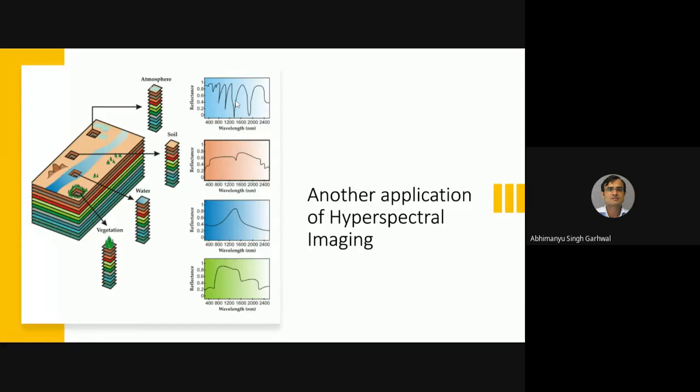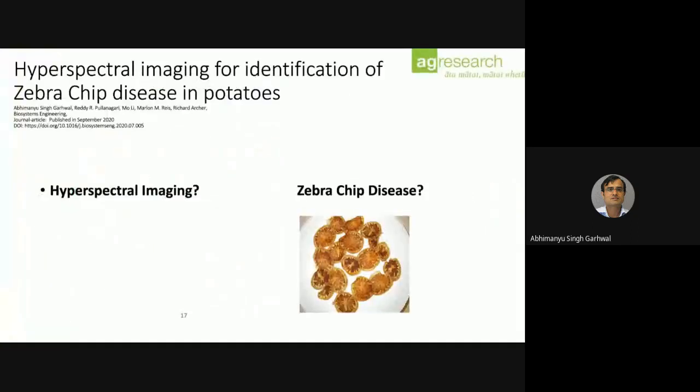So on the basis of spectra, you can easily segregate if this is the water, or this is the soil, or this is the vegetation. Normally it is used to identify the forest area, how much area is covered with the forest, and how much area is dry land. So when you capture the image, you can identify whether there is pine forest or eucalyptus forest, what kind of forest there is as well. It can also be identified by using hyperspectral imaging.